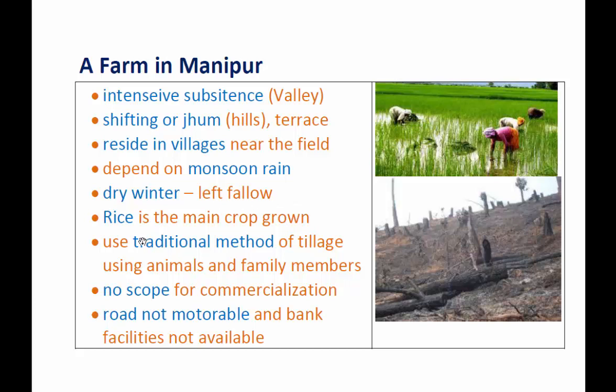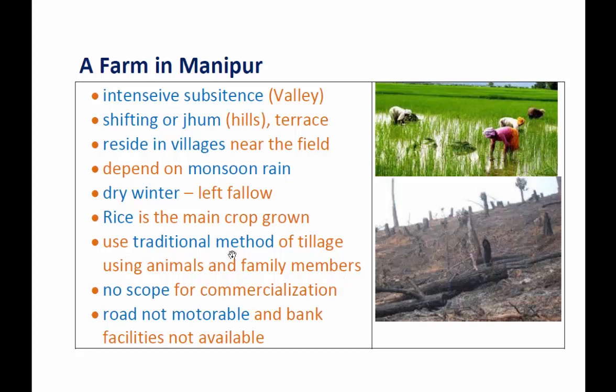Okay, so one of the crops that we have in Manipur is rice. As rice is the staple food of Manipur, they are concentrated on this food crop, rice only. Okay, and we use a traditional method of tilling our lands, using animals such as cow, buffalo, etc. And also we employ only family members in order to conduct this farming.